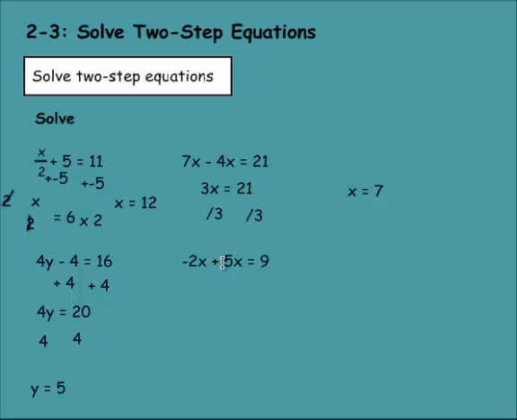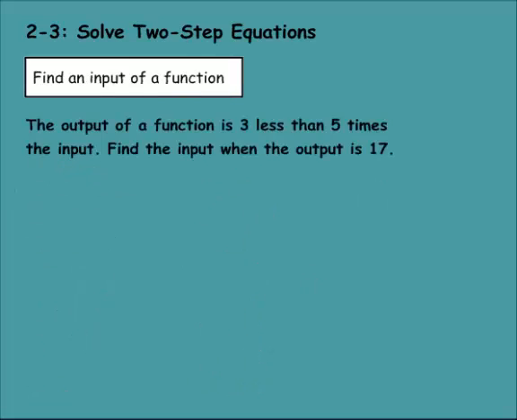Here we have negative 2x plus 5x equals 9. So which wins? The positives or the negatives? Here the positives win by 3. So we'd be left with 3x equals 9. Divide both sides by 3. And that would be x equals 3 for our answer.